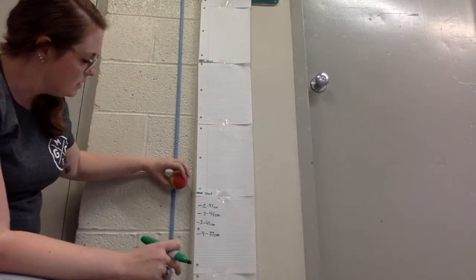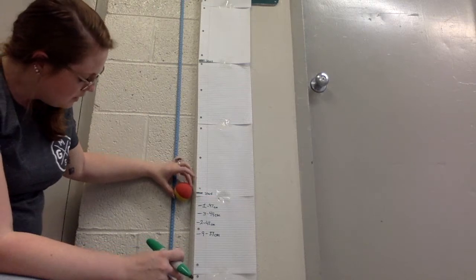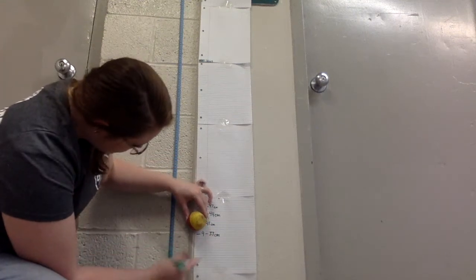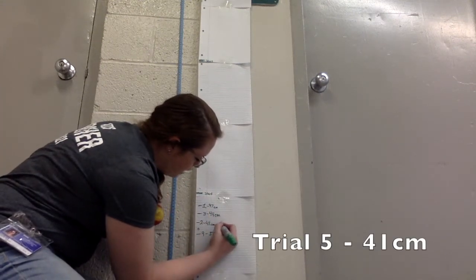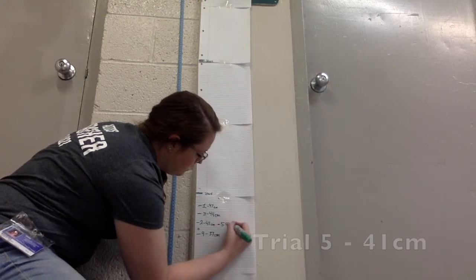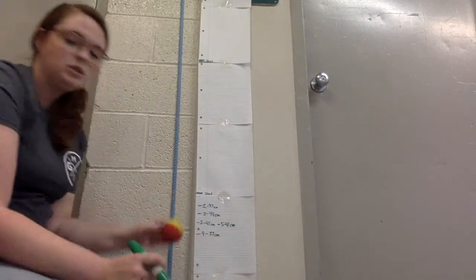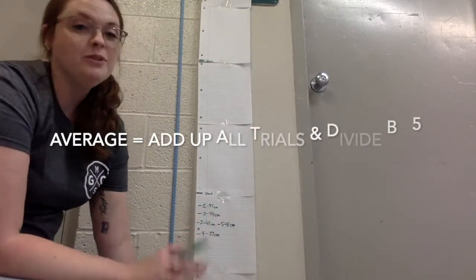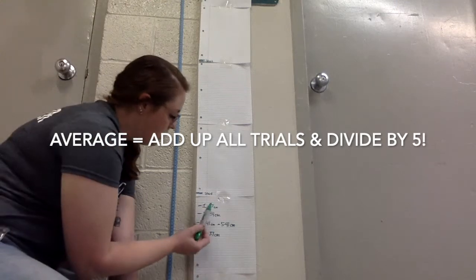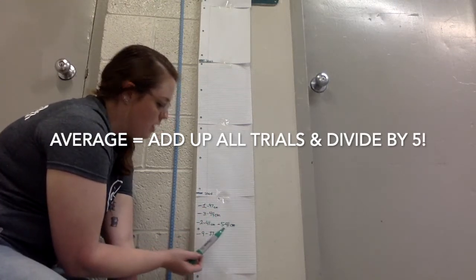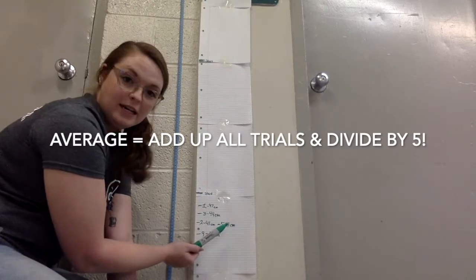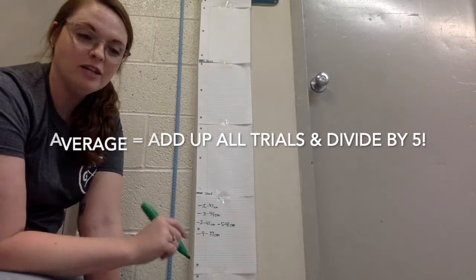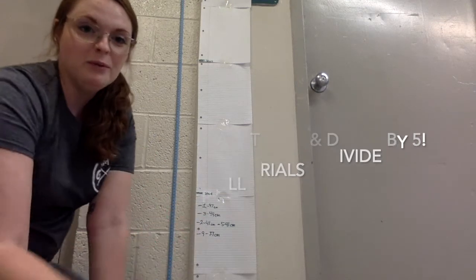And then we're gonna take our last one. So we're gonna go up here, drop. That one was better. So this one is at, same thing, 41. So we've also got trial 5, it's at 41 centimeters. So what you're gonna do is you are going to add all of these together. So yes, you can use a calculator. So we're going to take 47 plus 44 plus 41 plus 37 plus 41 again, and we're going to divide it by 5 since we just did 5 trials, and we're going to find our average. So I'm going to go ahead and do that, and I will be right back.